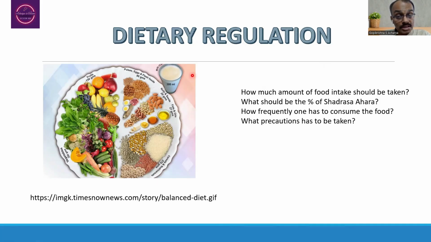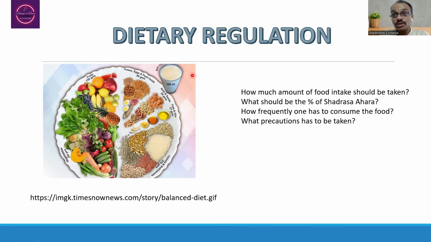How much amount of the Lavana Rasa substances should be taken? How much amount of the Katu Rasa substances should be taken? How much amount of the Tikta Rasa substances should be taken? How much amount of the Kashaya Rasa substances should be taken? So in this way, we are going to understand how to plan the ahara as such.